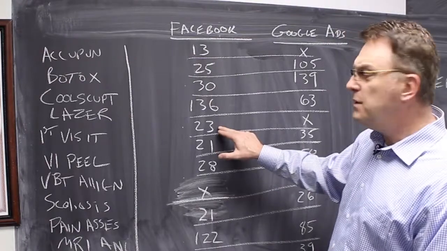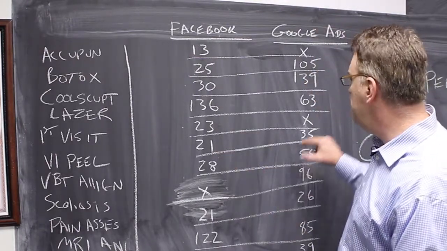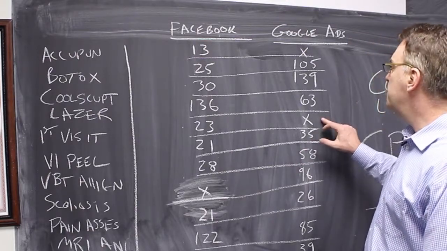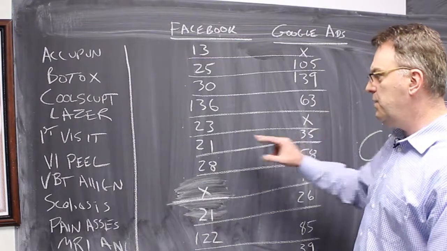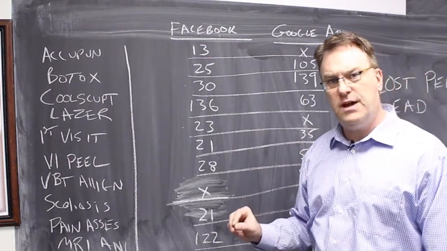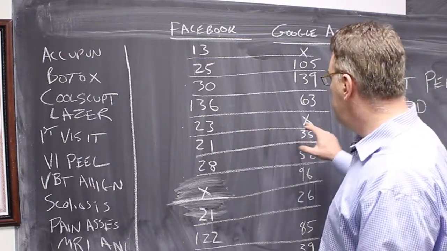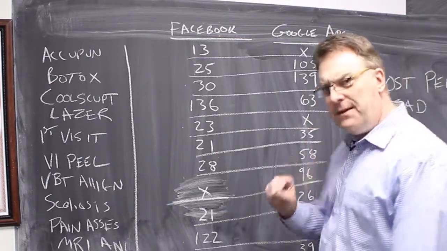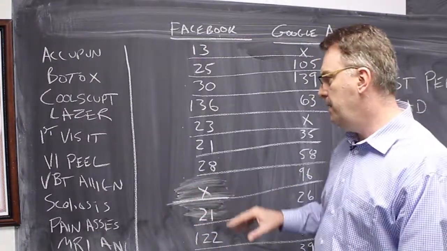Next, first visit promo to a medical spa, $23 per lead in Facebook. We are not running this in Google Ads. It's not that we're not finding it productive. It's just that we're really concentrating first visit strategy in this sector, because most Google Ads are very specific to a quadrant, and that's kind of an omnivore quadrant.